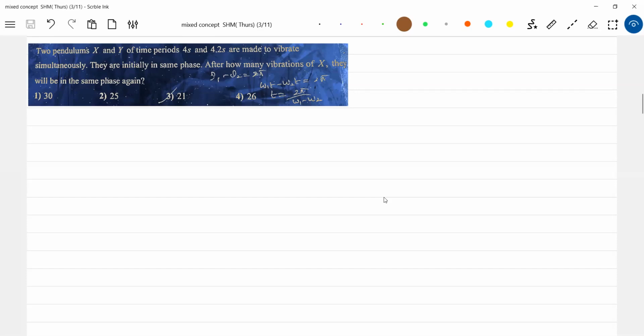I think rather than a diagram, I'll proceed like this. Already, I think I wrote some integral nearby that. This should be equal to 2 pi. Theta 1 is what? Omega 1 t. After what time again will they have the same phase? That is what? The t, that one. So this t is equal to 2 pi over omega 1 minus omega 2. Omega 1 is 2 pi by T1.